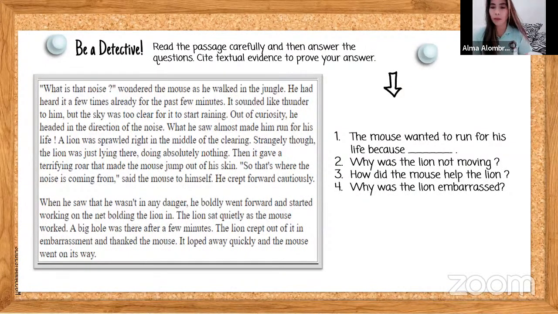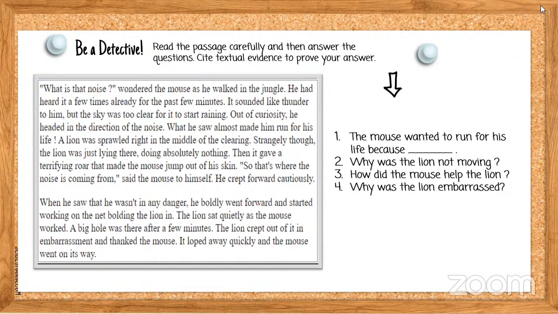Mariel again. How about the others? Ruford, read the number 3 question and then answer it also. How did the mouse help the lion?